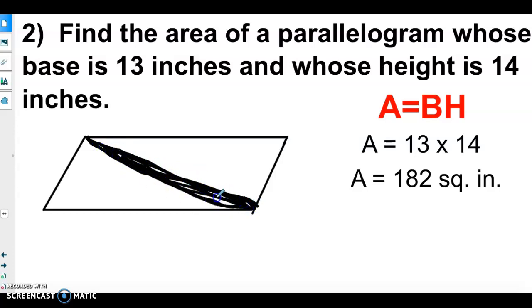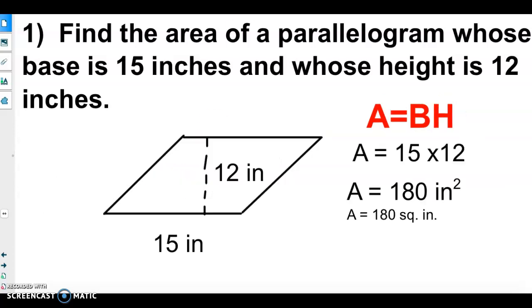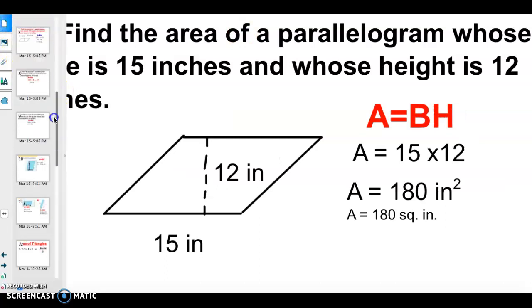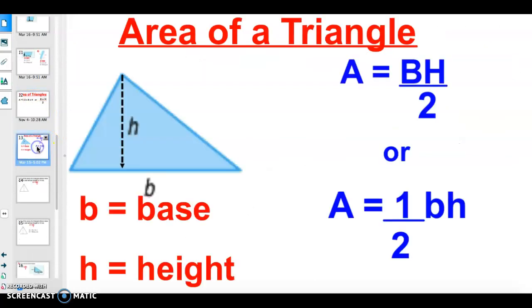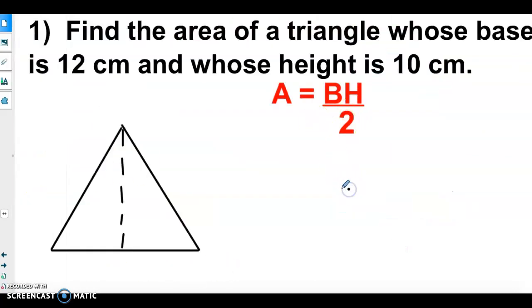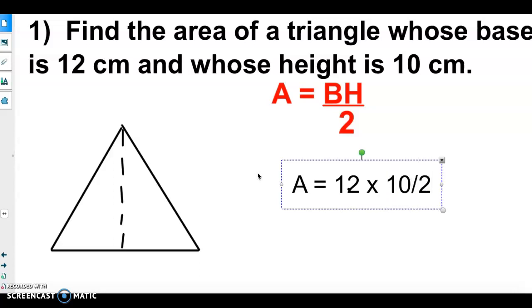So the formula for the parallelogram is base times height. The formula for a triangle is base times height divided by 2. Why do we divide by 2? Because the triangle is half of the parallelogram. So, for example, here's the formula. It's base times height divided by 2. So if I know the base is 12 and the height is 10, it's 12 times 10 divided by 2. So 12 times 10 is 120, and 120 divided by 2 is 60, and it's square centimeters.